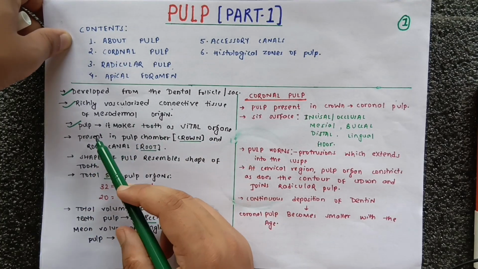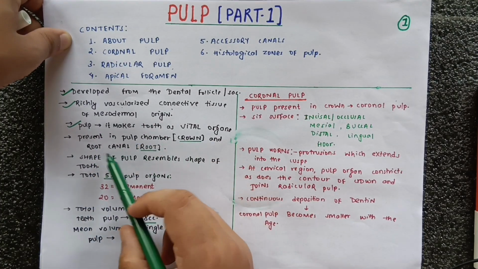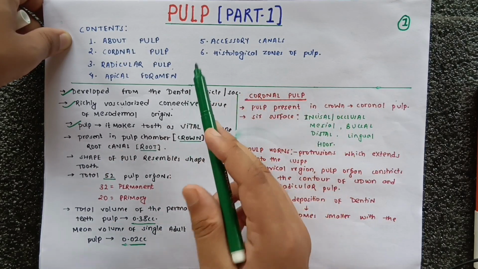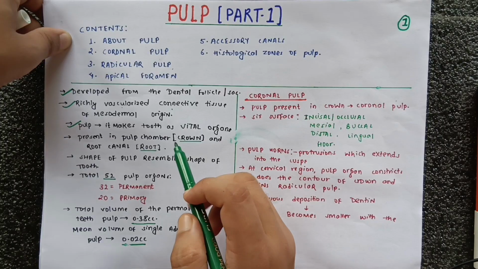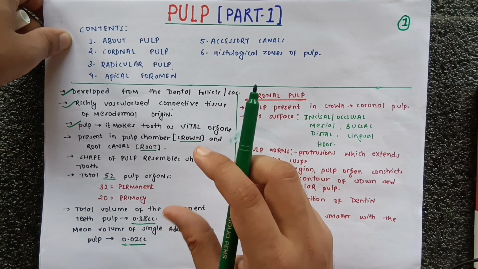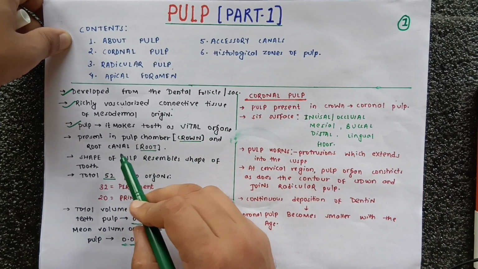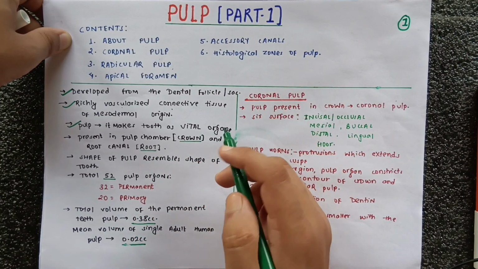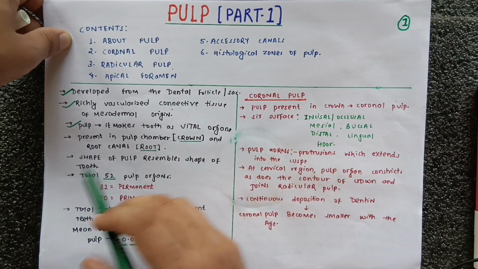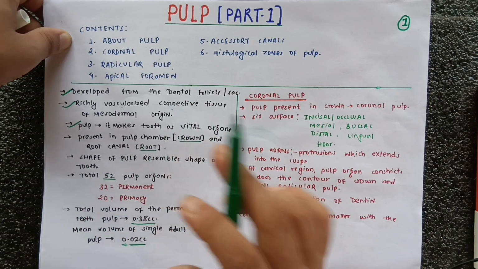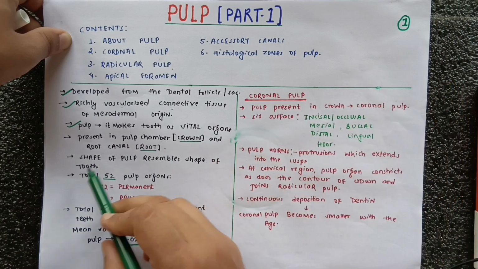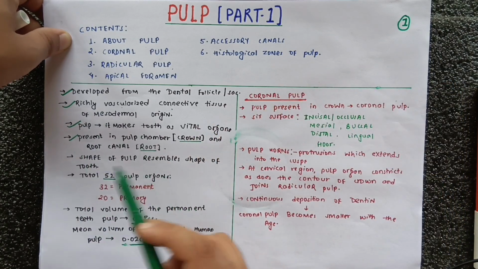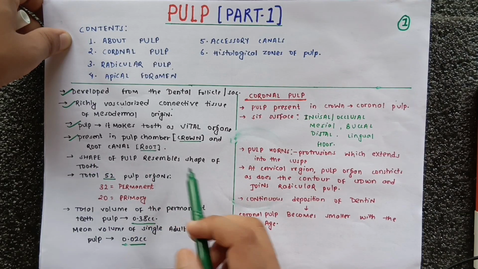After that, I have written here the parts of the pulp, that is the pulp chamber in the crown and the root canal. We have particularly two parts of the pulp. The pulp chamber is the part of the pulp that is present in the crown of the tooth, and the root canal is the part of the pulp that is present in the root. I will show you the picture later. After that, I have written here that the shape of the pulp resembles the shape of the tooth.